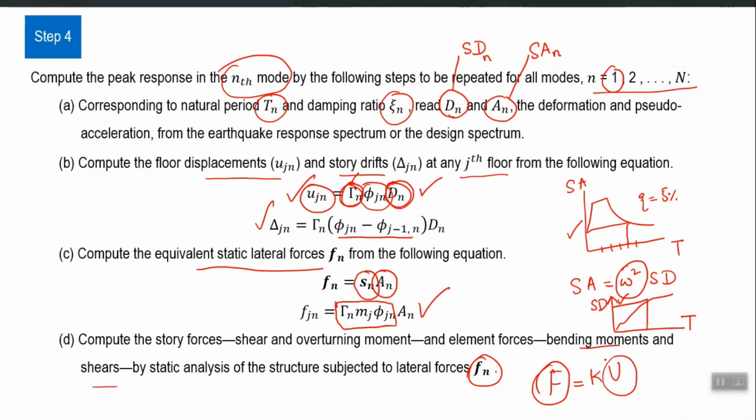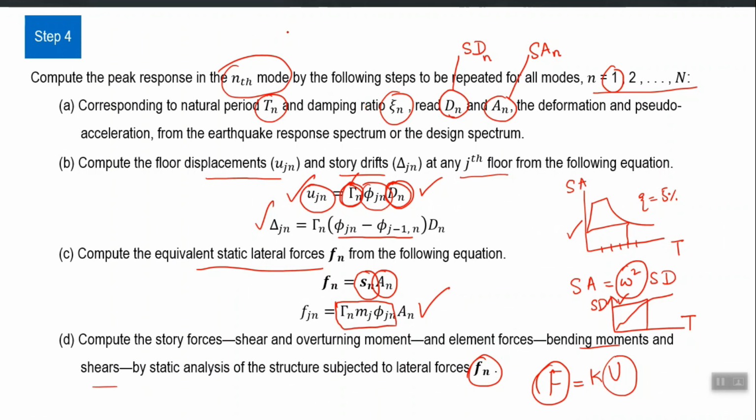One major limitation of this SRSS is that if the response quantity from the first mode is in the negative direction and the response quantity in the second mode is in the positive direction, SRSS will make all of them positive, right.